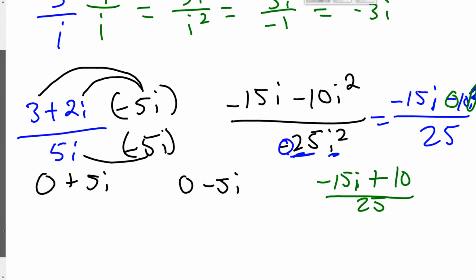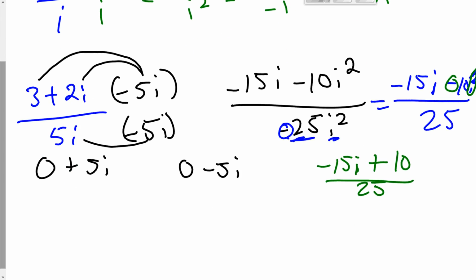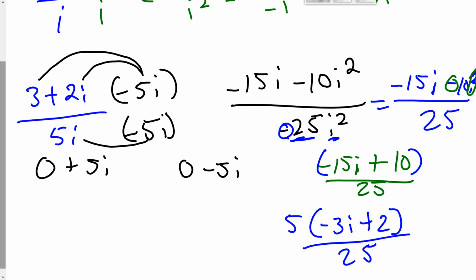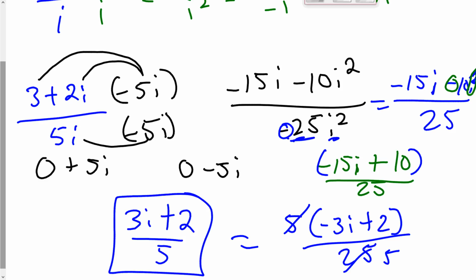Now on top, if you multiplied by i to begin with on top and bottom, then you wouldn't have to reduce this, but we can reduce this because we can take out a 5 out of the top. So if we take out a 5, we're left with a negative 3i plus 2. And on bottom we have 25. So now we can cancel that 5 with that 25. So we get a finished simplified version of negative 3i plus 2 over 5. And that's the simplest form we can get.